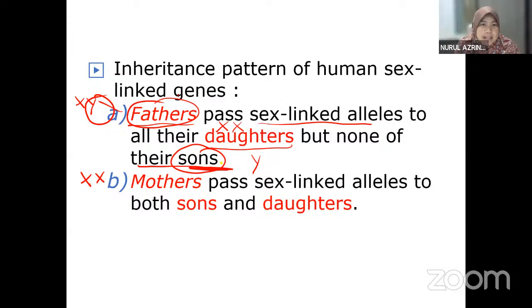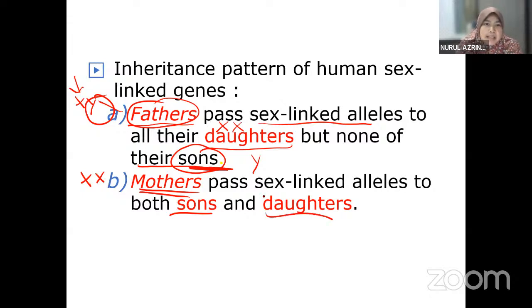Anak perempuan sure akan dapat allele tersebut sebab 1X ni akan diterima oleh anak perempuan. Tetapi anak lelaki tak akan dapat alel itu, sebab anak lelaki dapat Y daripada ayah dia. Okay. But untuk mak pula, mothers, remember mak is XX. So mothers will pass their sex allele to both sons and also daughters.